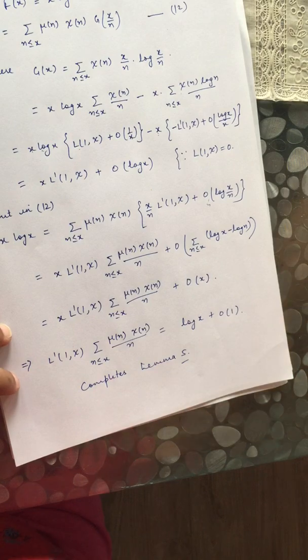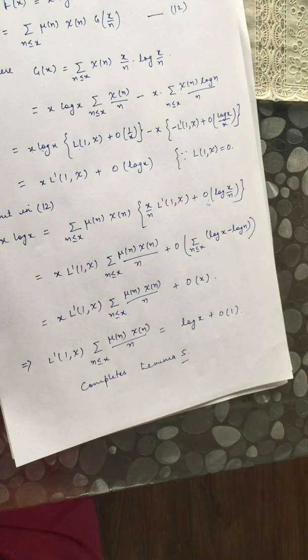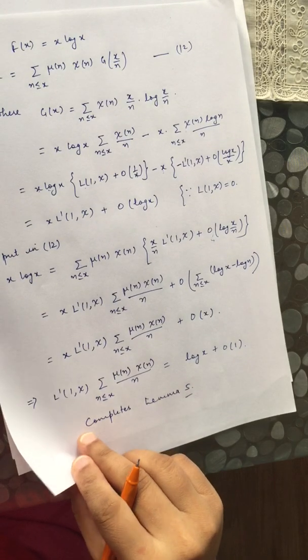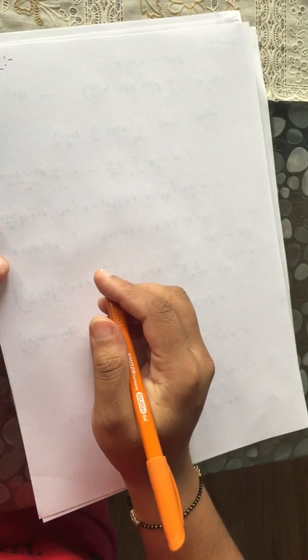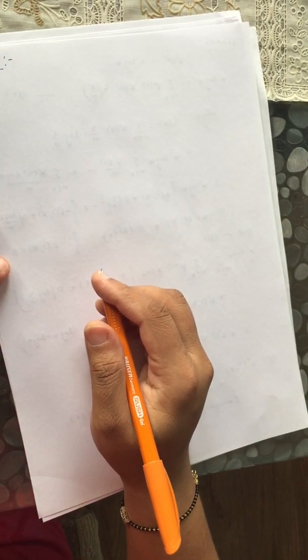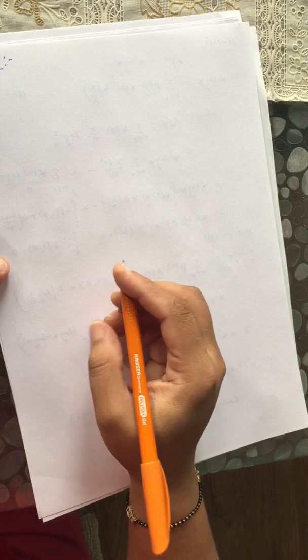Now we will use all of these lemmas from lemma 1, 2, 3 and 5 to prove lemma 4. So let us prove lemma 4. Now in lemma 1, firstly we put h is equal to 1.